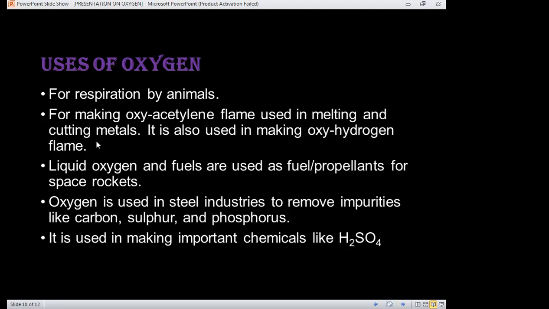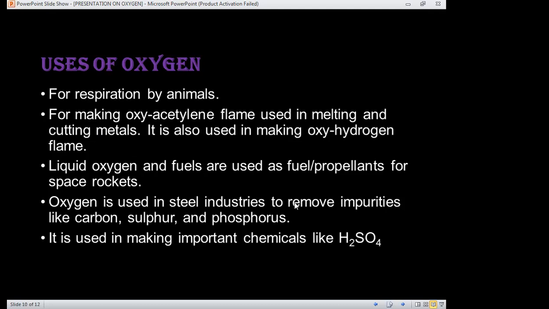That is why welders normally make use of a mixture of oxygen and hydrogen, or a mixture of oxygen and acetylene as their fuel, which they will burn, and they will use the heat to melt or to cut metals. Then liquid oxygen is used as a fuel in rocket science, in moving rockets.